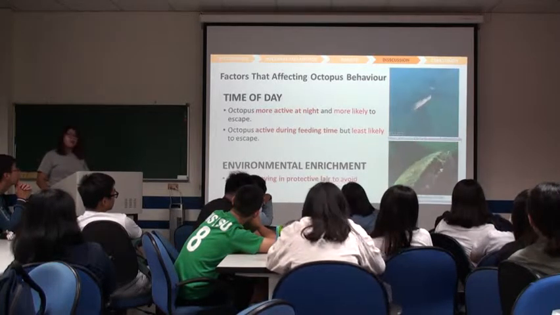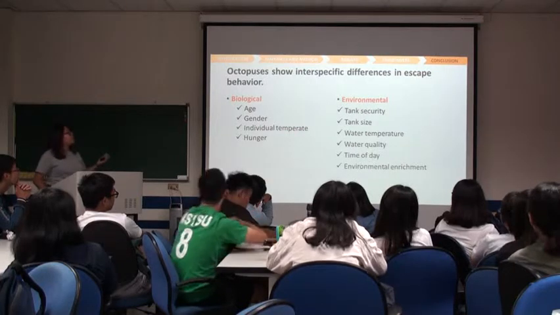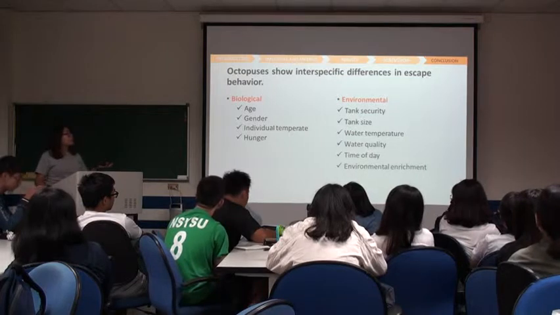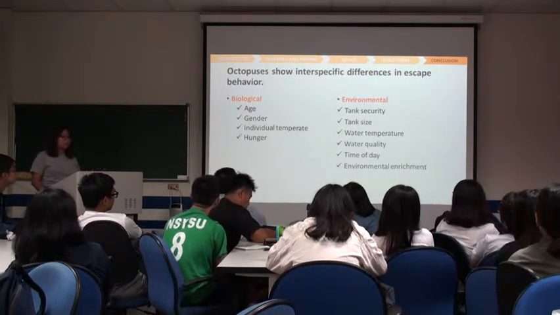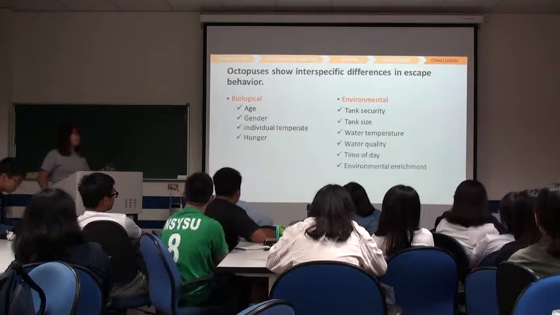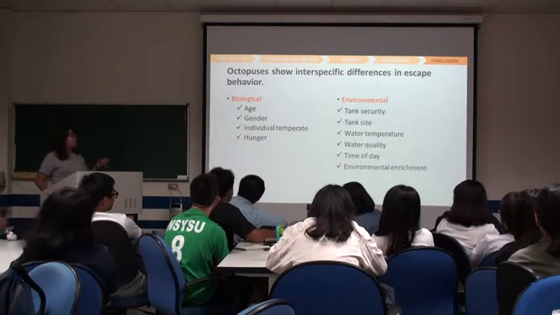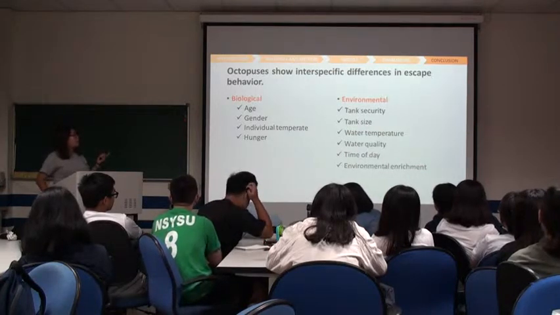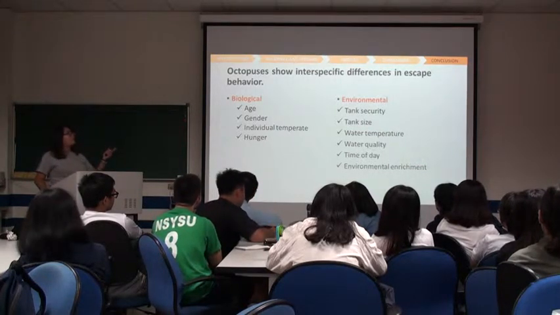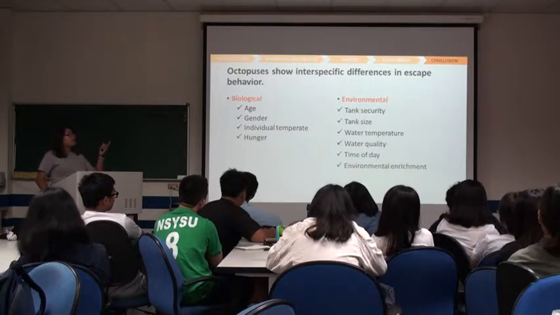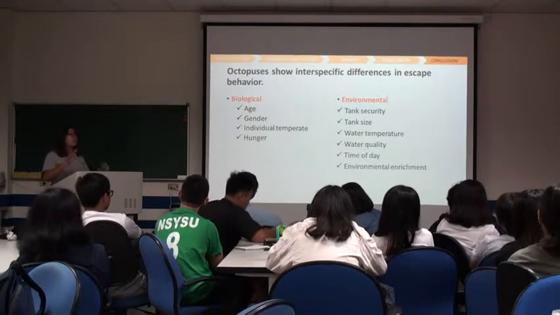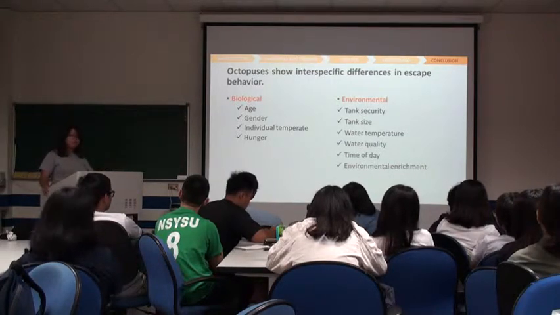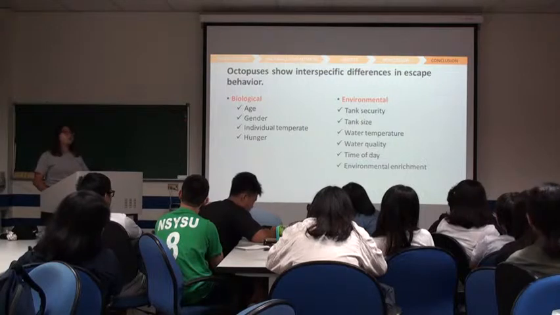So for my conclusion, I have shown that octopus show interspecific differences in escape behavior. And you can see the factors that influence escape behavior are age, gender, individual temperament, and hunger. And the environmental factors are tank security, which means whether the tank is sealed or not, the tank size, water temperature, water quality, time of day, and environmental enrichment.